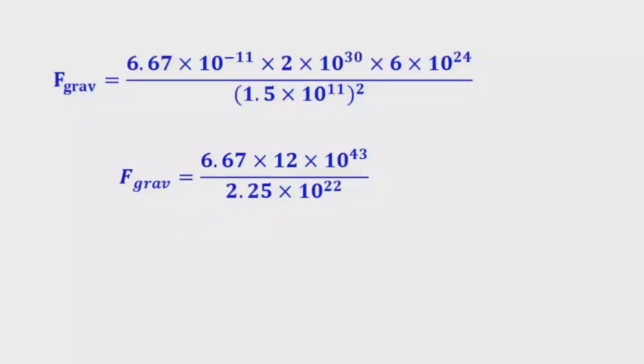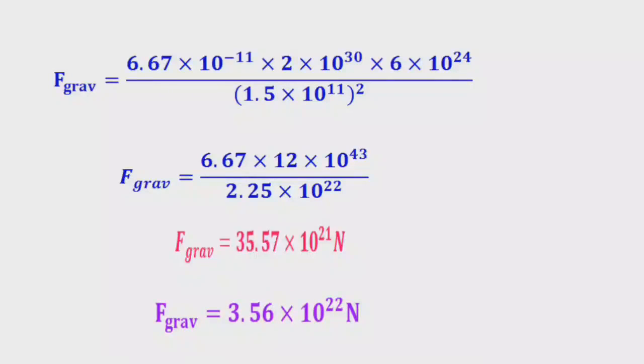Force is equal to 6.67 into 12 by 2.25, which is 35.57. And 10 power 43 by 10 power 22 is 10 power 21 newtons. 35.57 into 10 power 21 newtons can be written as 3.557, nearly equal to 3.56 into 10 power 22 newtons.